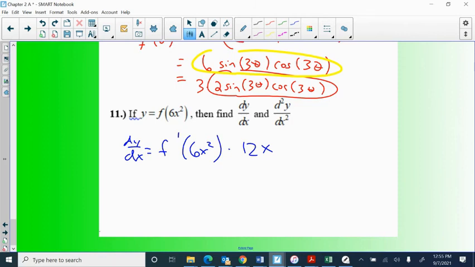So take a minute, find the derivative of this. And there's the first derivative. It also asks for a second, and I want to give you a chance to find that second derivative. I'm going to circulate the room. You just have to leave it in terms of f notation.